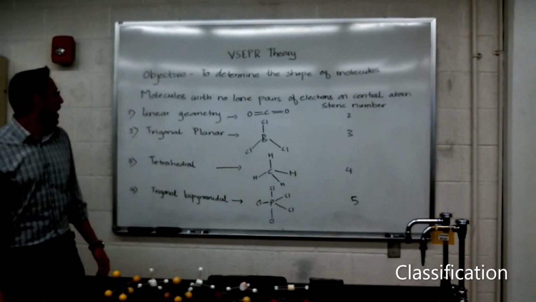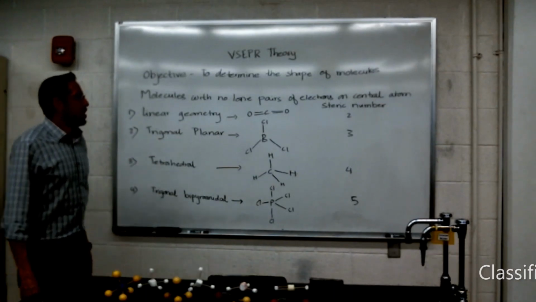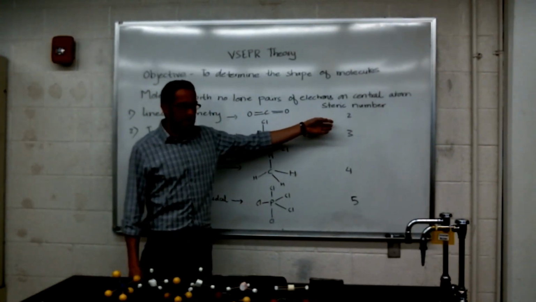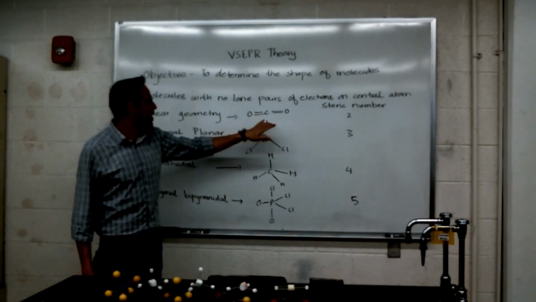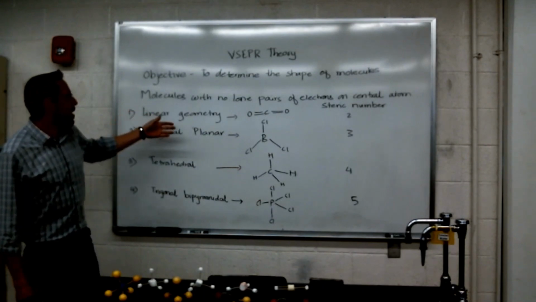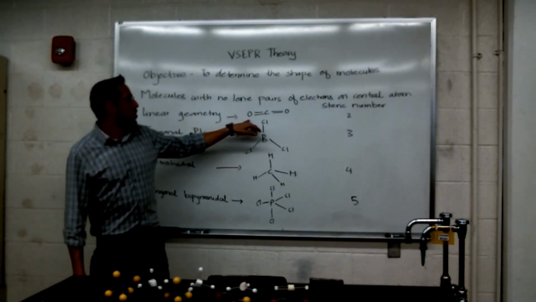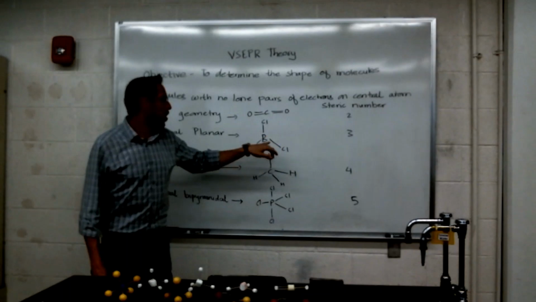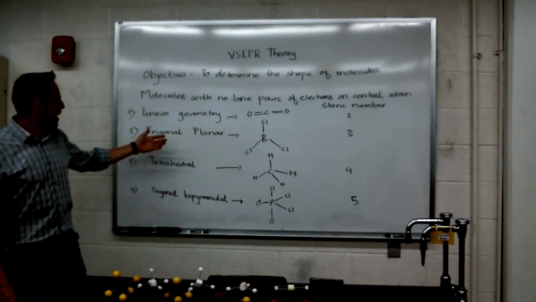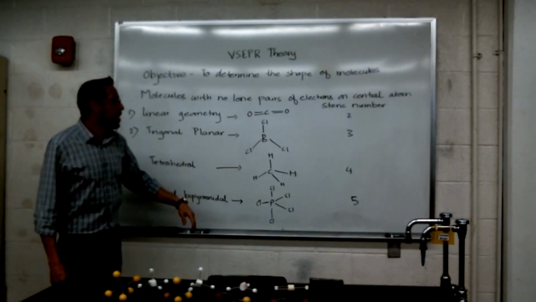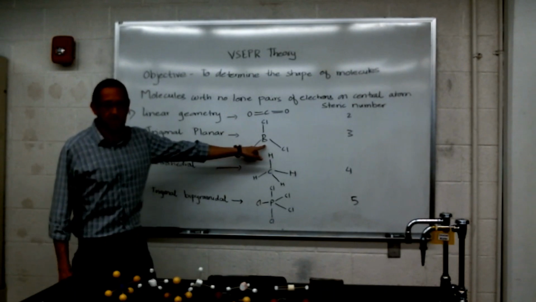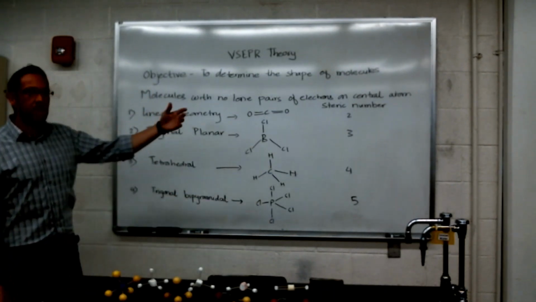So here we'll be looking at 4 different examples. According to steric number, we'll be looking at how many atoms are connected to our central atom. In our linear geometry shape, we will have 2 atoms connected to our central carbon with a steric number of 2. In our trigonal planar representation, we will have 3 chlorine atoms connected to our central atom boron with a steric number of 3.